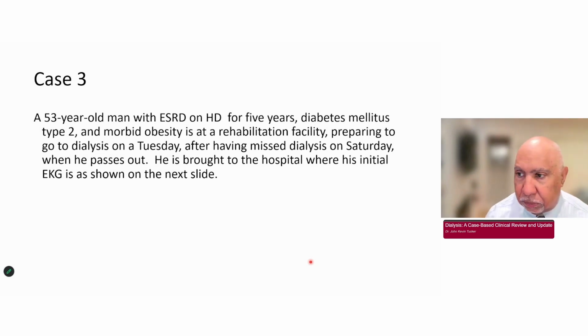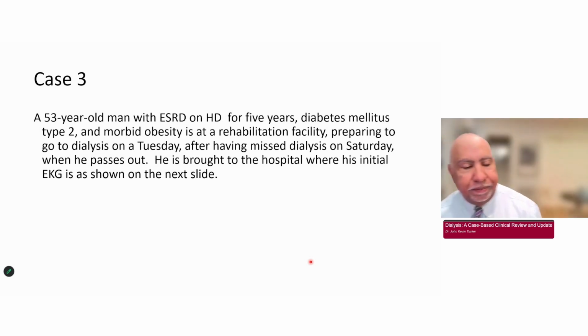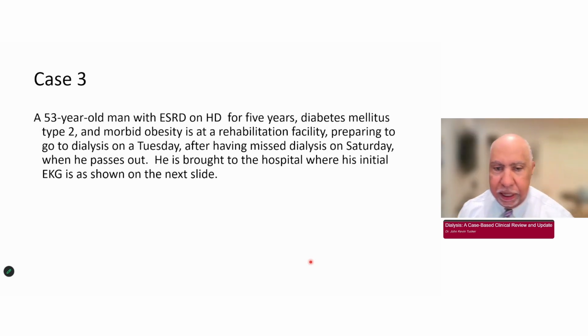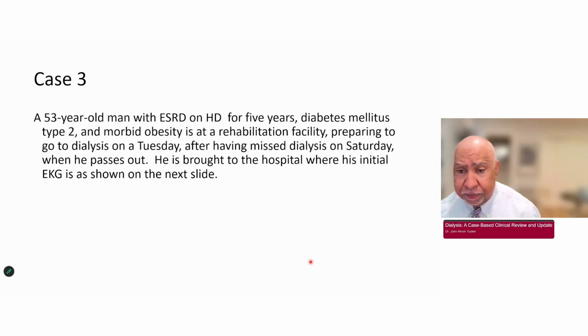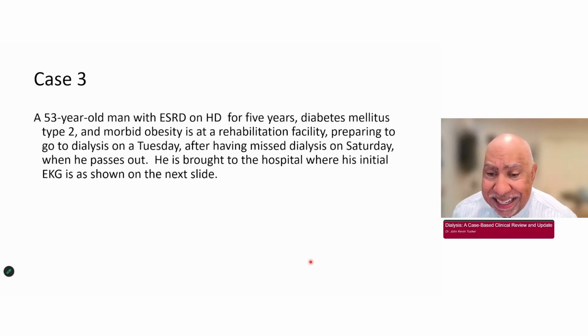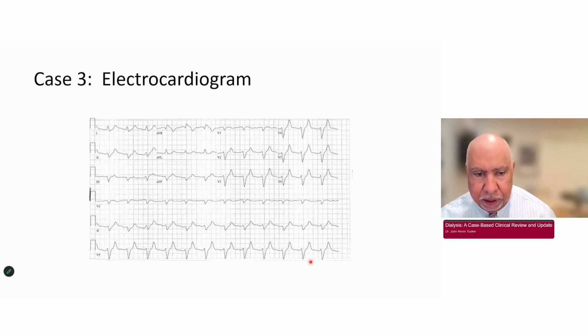Okay, let's talk about electrolytes a little bit. A 53-year-old man with end-stage kidney disease on hemodialysis for 5 years, and diabetes type 2 and morbid obesity, is at a rehab facility preparing to go to dialysis on a Tuesday after having missed dialysis on Saturday. When he passes out, he is brought to the hospital where his initial electrocardiogram is as shown here. And I'll pause and let you view the electrocardiogram.